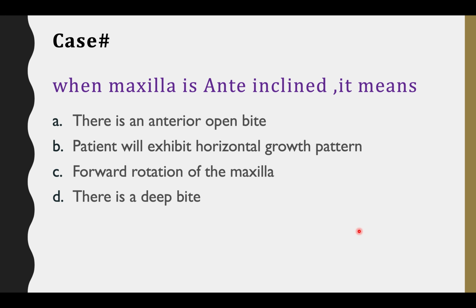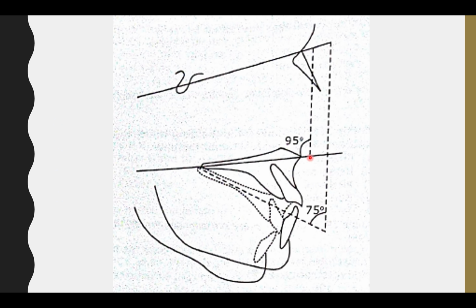When the maxilla is anti-inclined, the answer for this is forward rotation of the maxilla. This I am going to explain with this picture. So what do you mean by J angle or angle of convexity? This is the SN plane. Okay, perpendiculars are dropped from the SN plane, and this is the pre-treatment. Let's take pre-treatment: palatal plane starting from the ANS to PNS and intersecting the perpendiculars which are dropped.